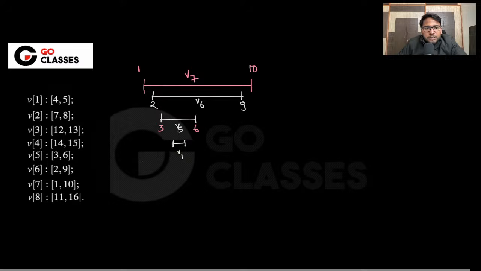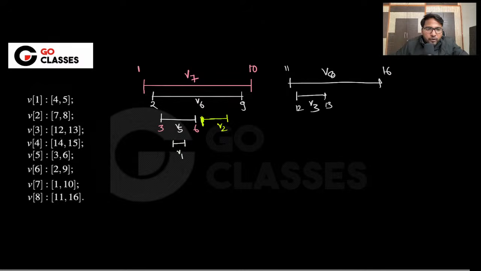Okay. And then what else? I think after 6, 7 to 8, this is V2. Okay, this is V2. And 8 is okay. 9 is there, and 10 is also done. So this is V2. Cool. And then from 11 to 16 there is something else. Okay, from 11 to 16 you have V8, and then from 12 to 13 you have V3, and then 14 to 15 you have V4. I think that's done, right?